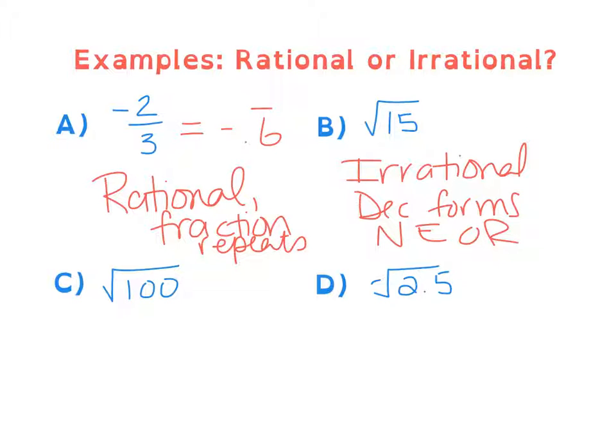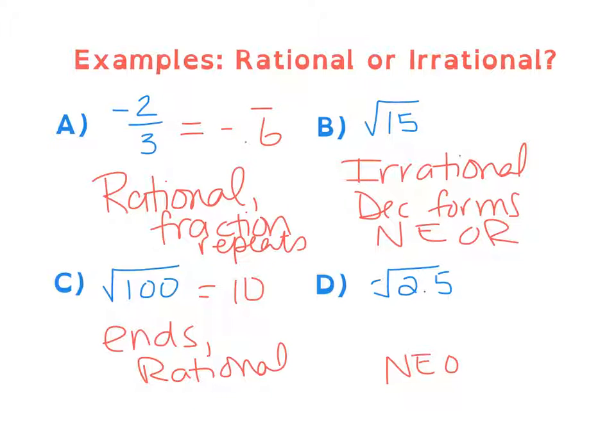Example C, a square root of 100. Well, square root of 100, that equals 10. We know that 100 is a perfect square. Since that ends, it's rational. And then the last one, negative square root of 2.5. You may not know that off the top of your head. You probably don't. But if you type that into your calculator, it's going to go on forever and ever and ever. It never ends or repeats. So it's an irrational number.